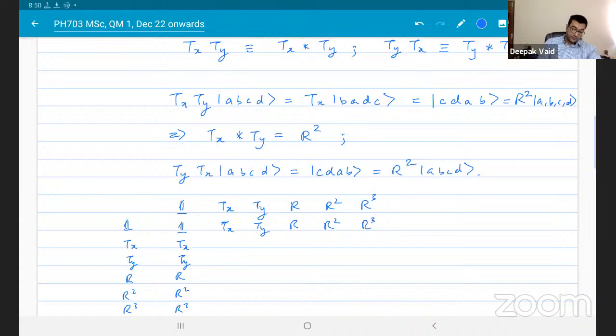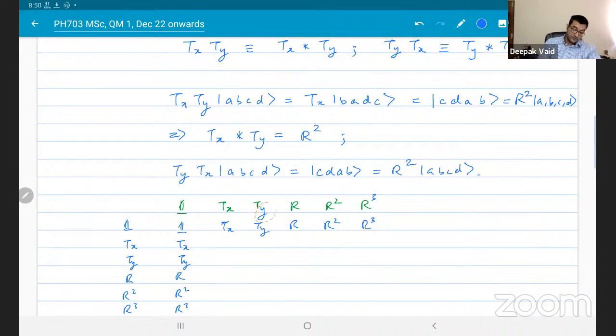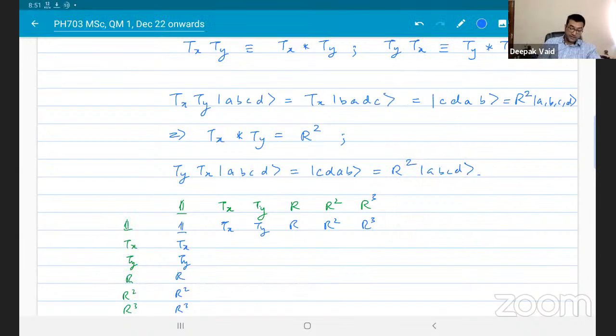So let me put this in a different color. Let me call this green to distinguish it. So these are your row labels and your column labels, and these are the results of multiplying the rows by the columns. Now, what about TX, TX? That gives me identity, right? What about TX, TY? TX, TY gives me R square. TY, TX gives me R square. TY, TY gives me identity, right?